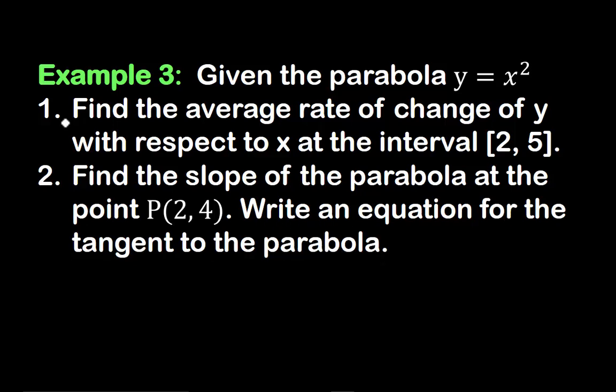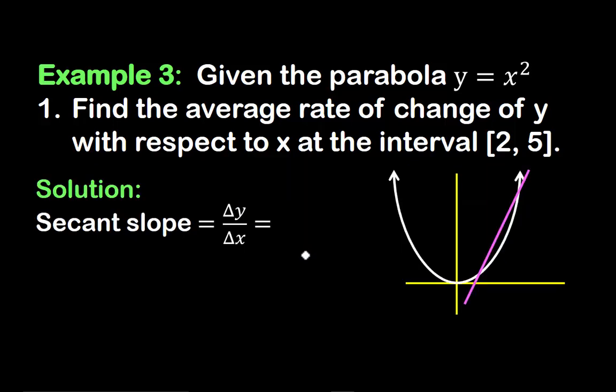Okay, so remember in the first problem, you're asked to find the average rate of change. So that's the slope of the line secant to the curve over the interval from 2 to 5. And then if you look at the slope of the parabola at the point, that's going to be the slope of the line tangent. And we're going to write an equation for the tangent to the parabola. So this is how it looks like. We have a parabola, and so over the interval from 2 to 5.